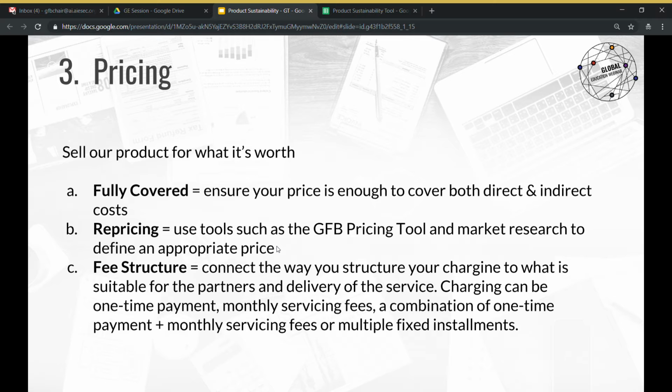Delivery of the service: charging can be a one-time payment, monthly servicing fees, a combination of one-time payment and monthly servicing fees, or even multiple fixed installments. Multiple fixed installments means it's almost the same as monthly servicing fees. However, they are different periods, like quarterly or every 6 months.